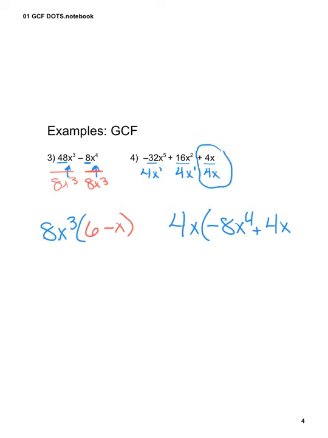And the last term, be very careful. 4 divided by 4 is 1. You have to put the 1 there. A lot of kids like to get rid of it. You have to keep that because when we double check by distributing, if I don't put the 1 here, this term here ends up disappearing. So that's a quick review of how we factor a GCF.